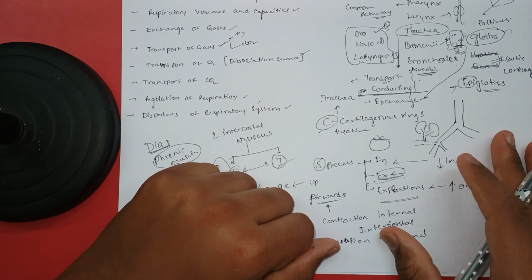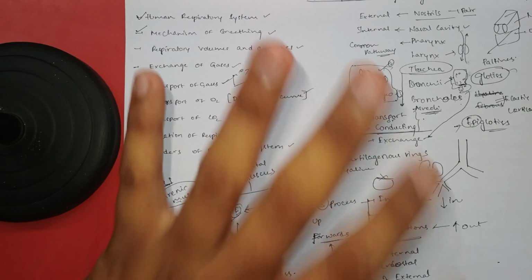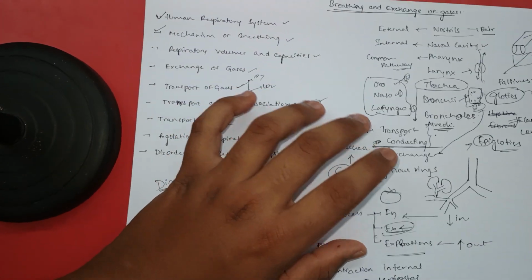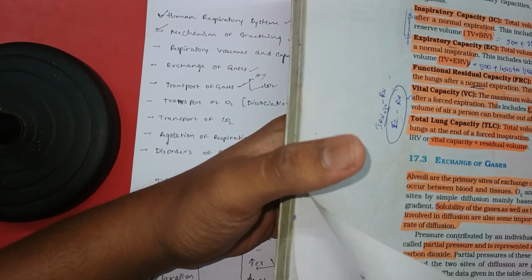In between, we have an exchange, and I'll be discussing that also. So that is it for the mechanism of breathing. Now let us discuss the respiratory volumes and capacities. This topic you have to do on your own.